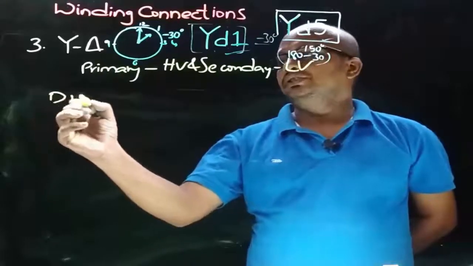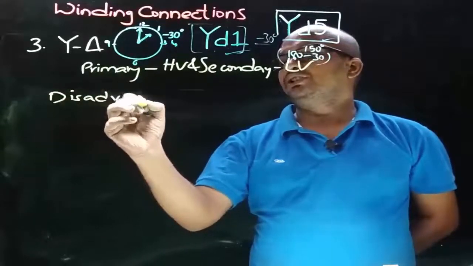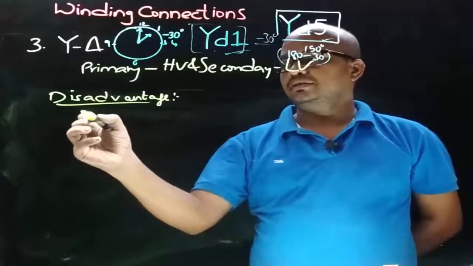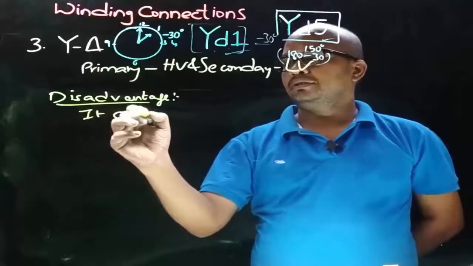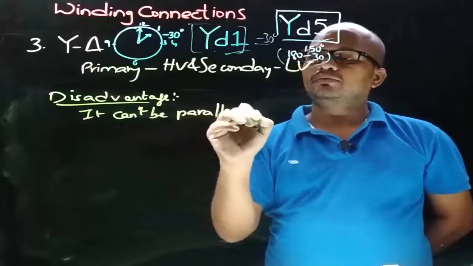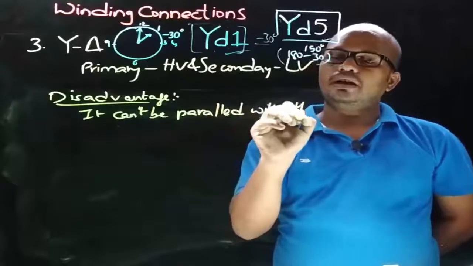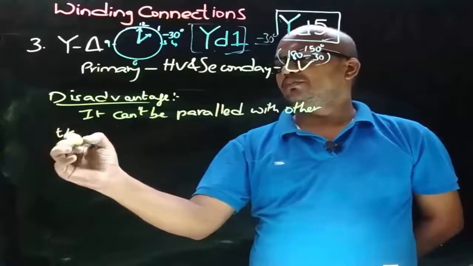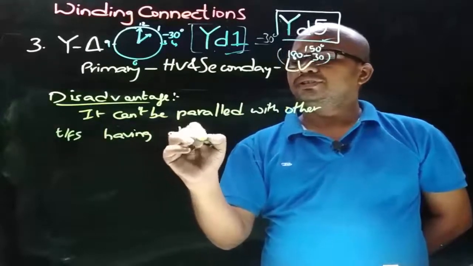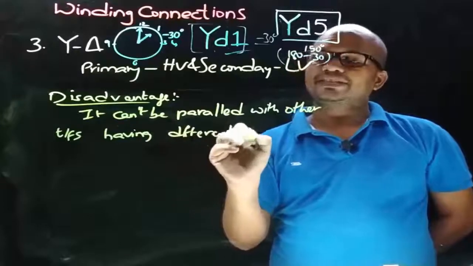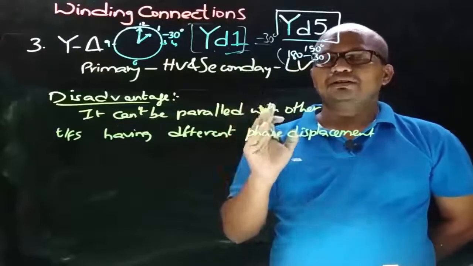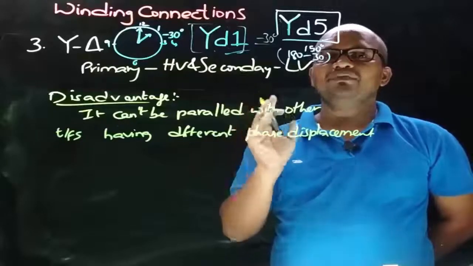And now the disadvantage of this connection is that it can't be paralleled with other transformers having different phase displacement, which means that to operate transformers in parallel, all the transformers must have same phase displacement.